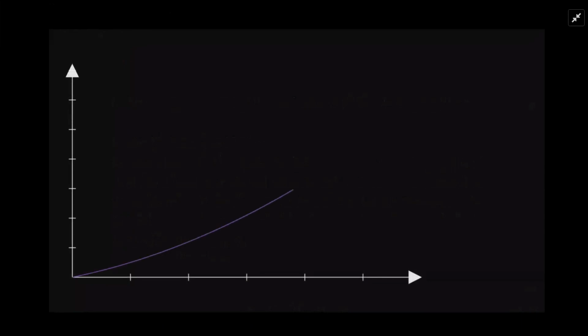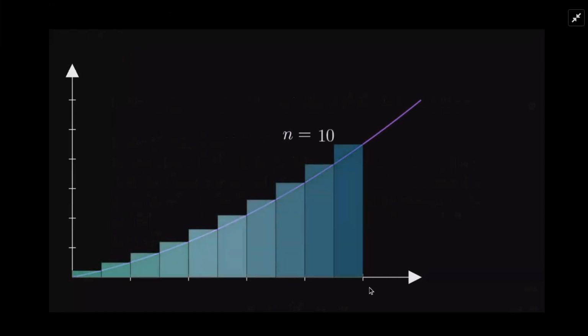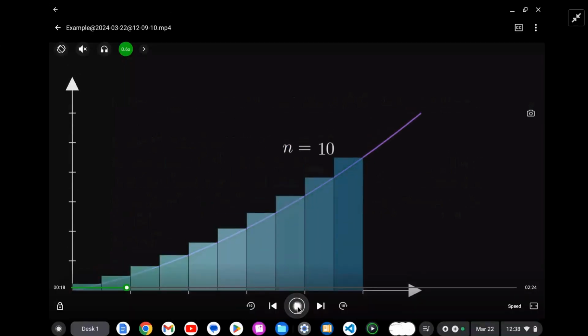So here's the function, okay? And with Riemann sums, we're going to divide this up into rectangles. n is the number of rectangles. So the sum of the area of the rectangles gives us an approximation of the area under the curve. It's an overestimate because we have this little corner here above the function.